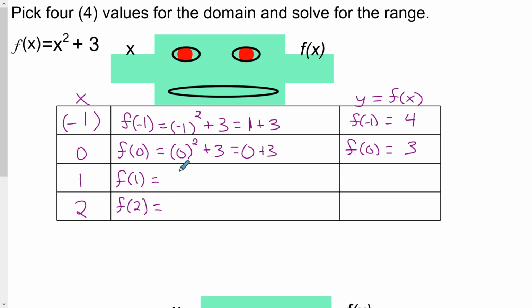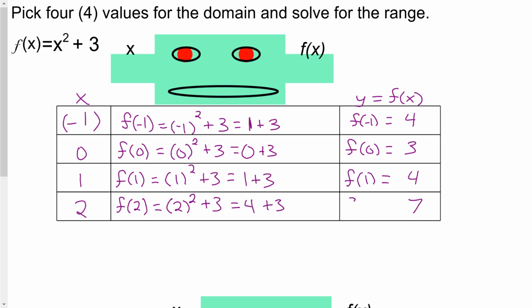All right, so let's see here. For f of 1, we're going to have a 1 in parentheses squared plus 3. 1 squared is 1 plus 3 gives us 4. So f of 1 equals 4. And then for f of 2, we're going to substitute in the 2. 2 squared is 2 times 2, which is 4, plus 3, which gives us 7. So f of 2 equals 7.